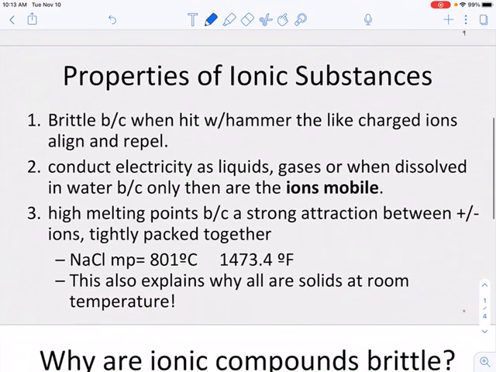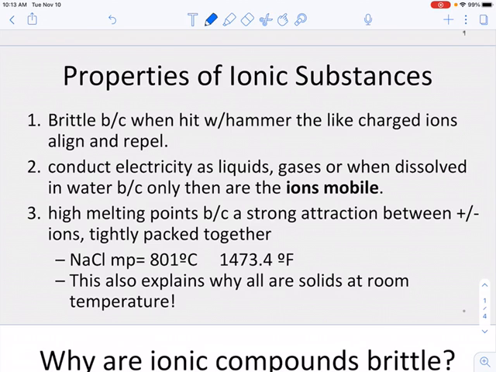Okay. So, what are some properties of ionic substances? Well, there's a few big ones. One is that they're brittle. And we say that they're brittle because when they're hit with a hammer, like charges align and repel. We say that they conduct electricity when they're liquid, gaseous, or when they're dissolved, but they do not conduct electricity as solids. And then they have a high melting point because ionic bonds are very strong bonds, and there's a force of attraction that's very strong between ions.